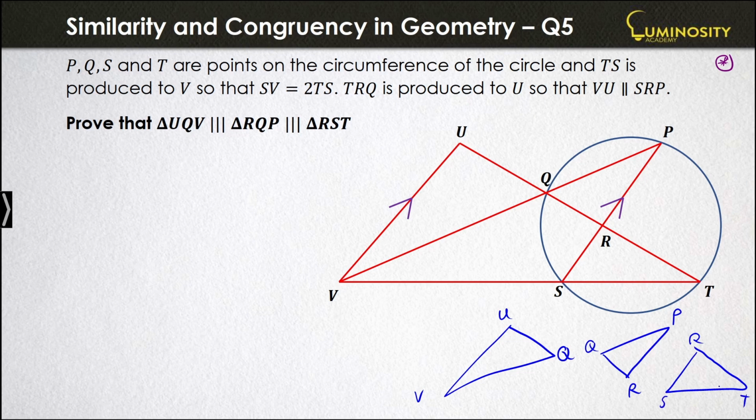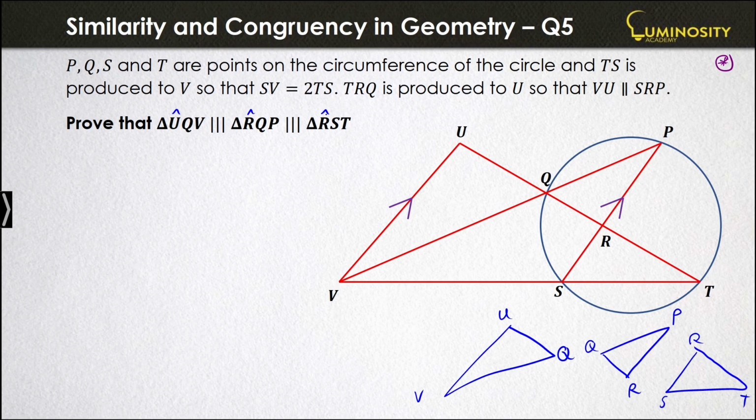So look at the order that it's written. We want to show that angle U equals angle R equals angle R, angle Q equals angle Q equals angle S, and angle V equals angle P equals angle T in those respective triangles. So let's do it one by one first.